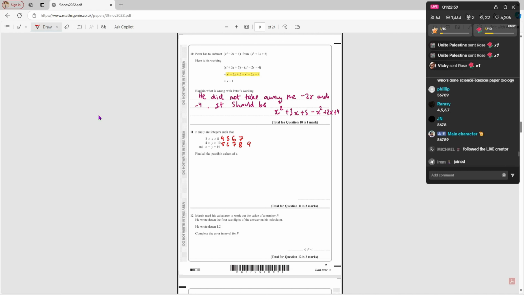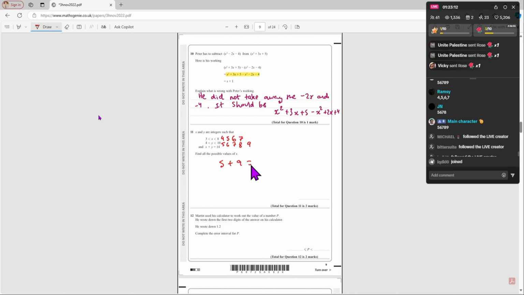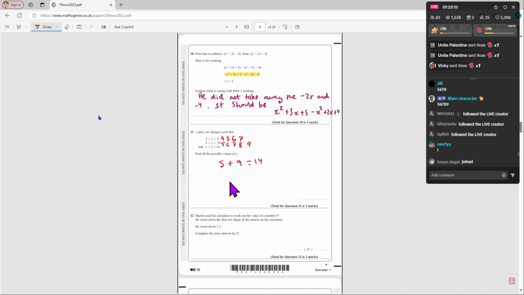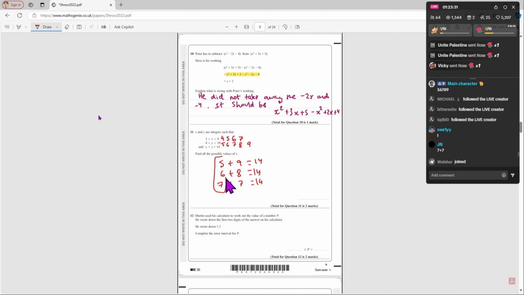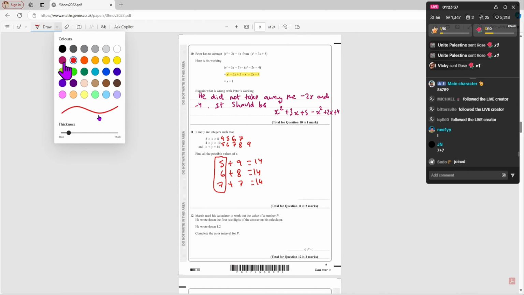So when do they add to 14? We can do 5 plus 9, which will give you 14. And 6 plus 8 will also give you 14. Not times, it's plus 8, it gives you 14. And 7 plus 7 will also give you 14. So there are only 3 values of x which add with y to give you your 14.